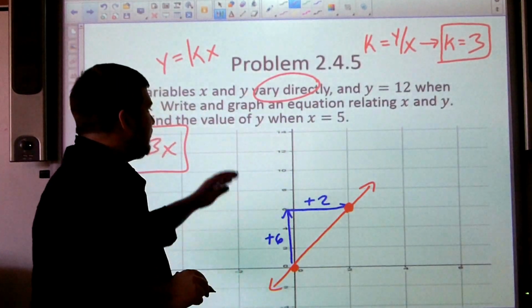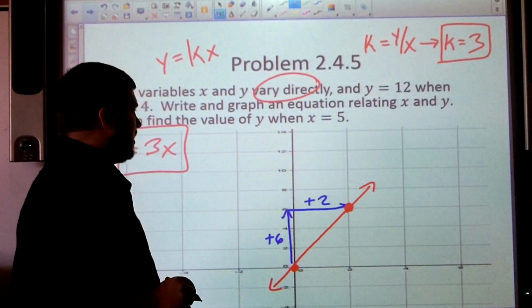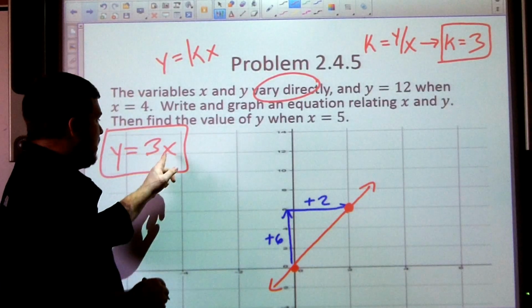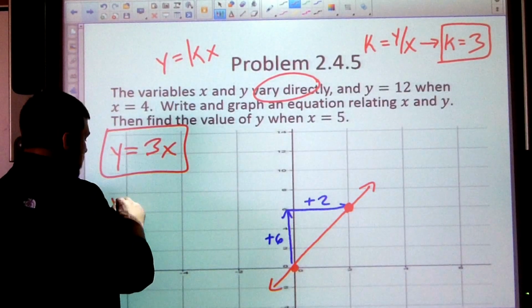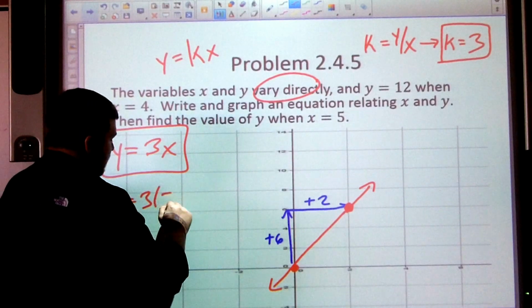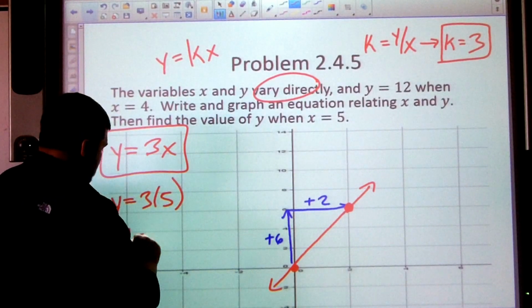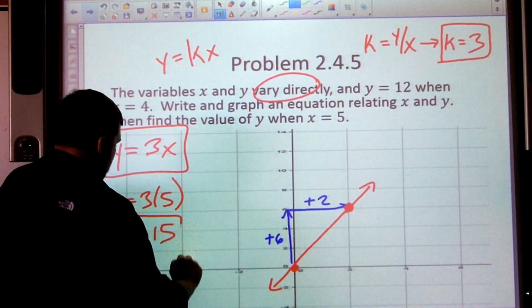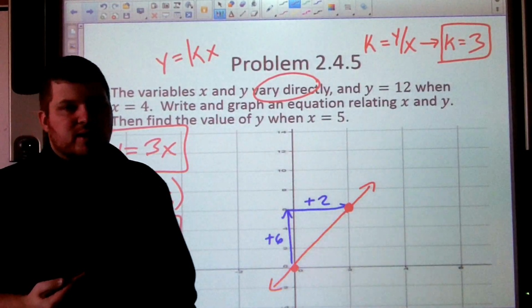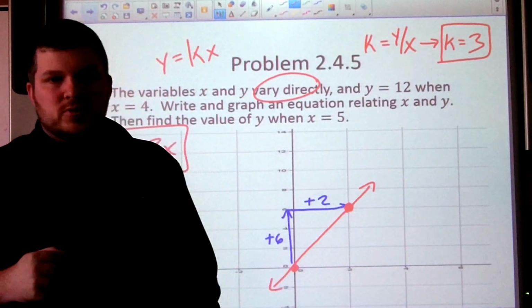Now we're also asked to find the value of y when x is equal to 5. Well, just plug in. We know x equals 5. So we have y equals 3 times 5. So y is equal to 15. And that's it. Very, very easy. Once you know what direct variation is, it's super easy to use.